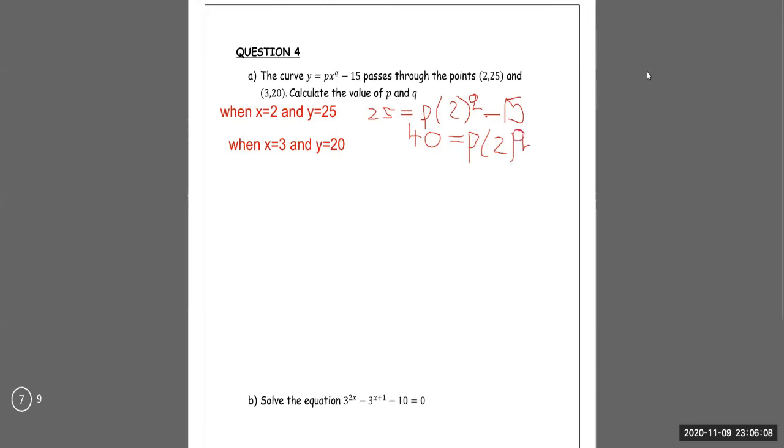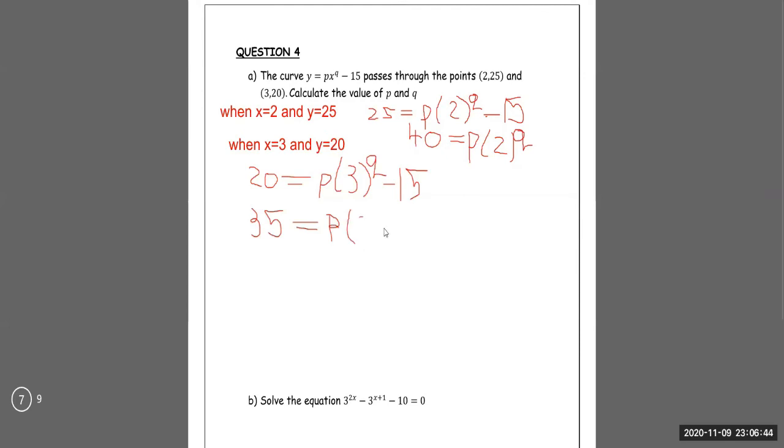That was what we needed to do first. And then secondly, we can do the same for when y is 20. So we say 20 is equal to p times 3 to the q minus 15, and then we bring over the 15. And so 35 is p times 3 to the q. Yes, sir. 35 is p times 3 to the q.